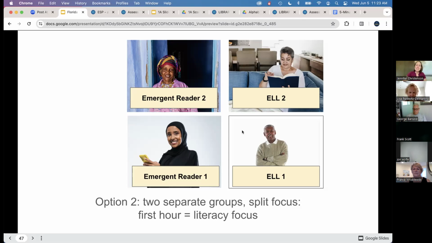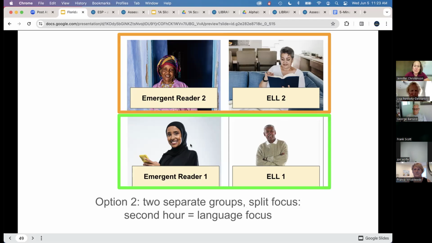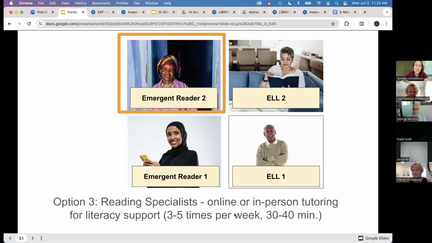Many smaller programs might not have that capacity. So another option would be to have two separate groups with a split focus. So that would mean during your first hour of instruction, you'd put these types of students together and these types of students together in a different room and have a literacy focus for the lesson. And then during the second hour, some students would need to switch to a different teacher in a different room, and you'd have a speaking, listening, or language focus. And you'd put these two types of students together and these two types of students together. So this is an option that requires two rooms and two teachers and might be more appropriate for a smaller program. Another option to consider is the use of reading specialists.